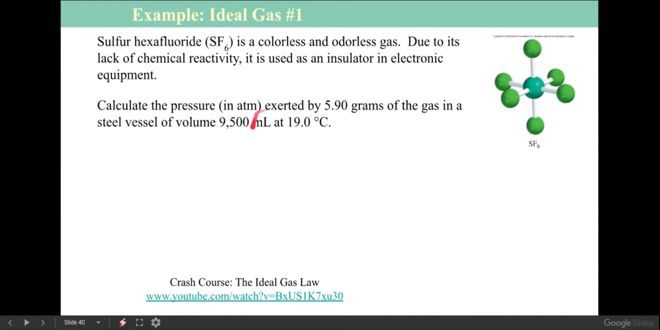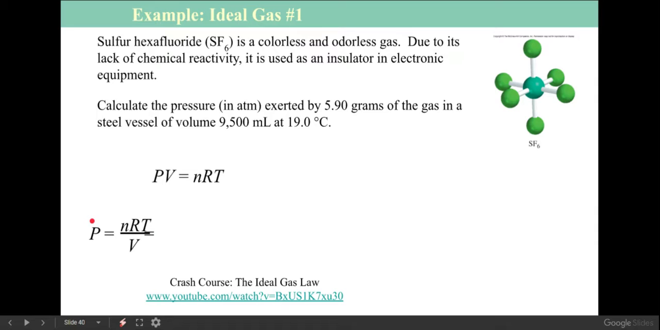So we have 9,500 milliliters of sulfur hexafluoride, 5.9 grams of it, at 19 degrees Celsius in a steel container. We want to know, what is the pressure? So starting with the ideal gas law, we have a volume, we have an amount, a mass, we have a temperature, R is a constant, and we're looking for pressure.